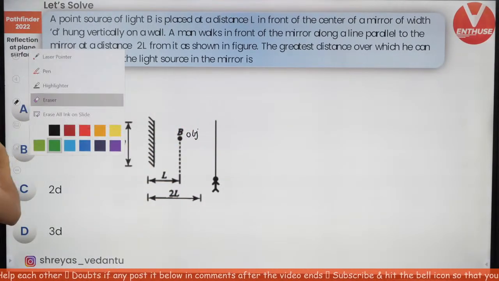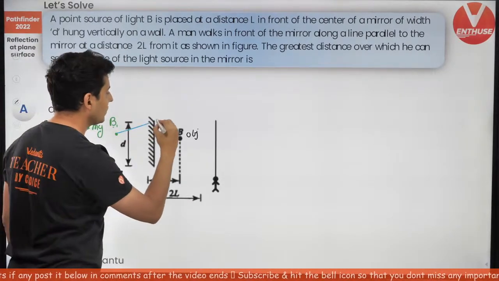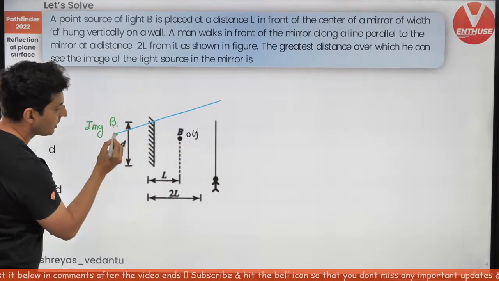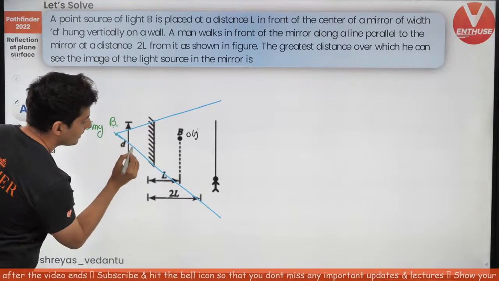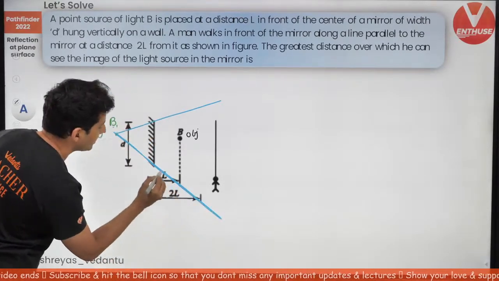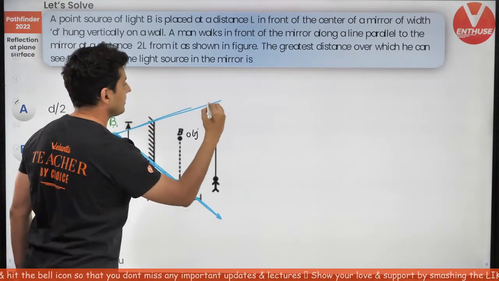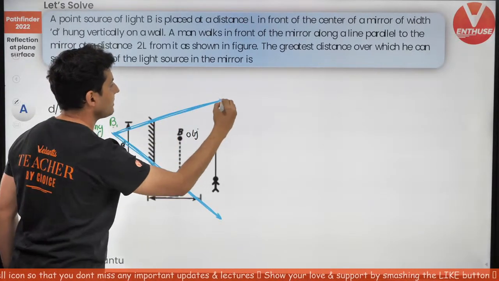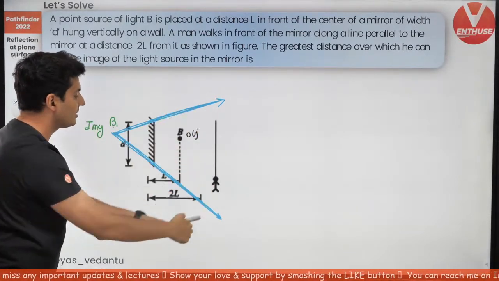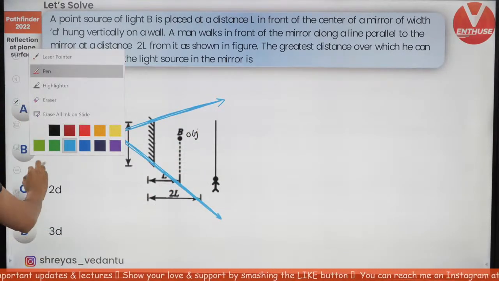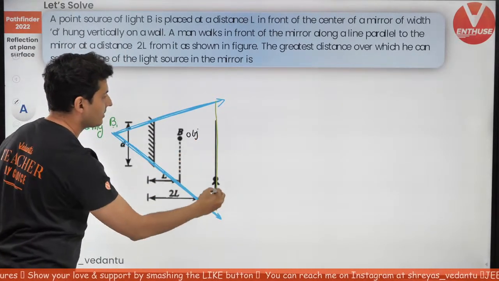All I'm going to do is draw the extreme rays. Extreme rays will be somewhere over here. Look at this, till this point, and starting from here till here. That's it. These are the extreme most rays. Now, this person is walking at a distance of 2L. So let me just show that as well, right over here. So he's walking at a distance of 2L.